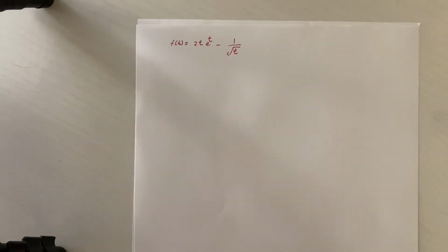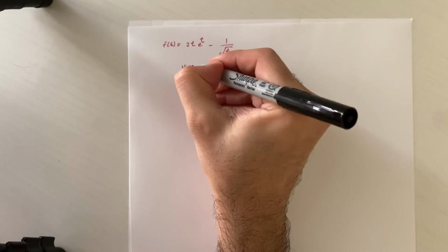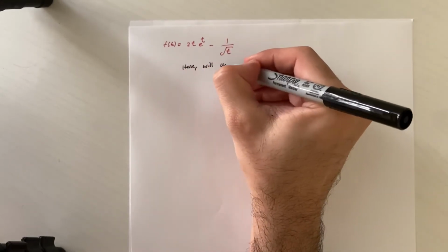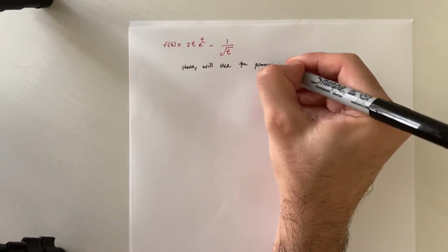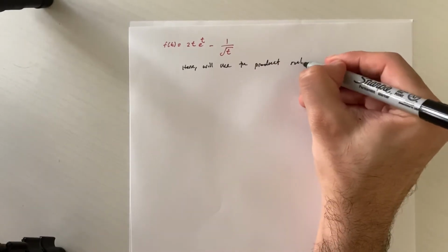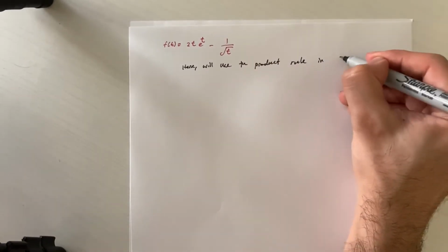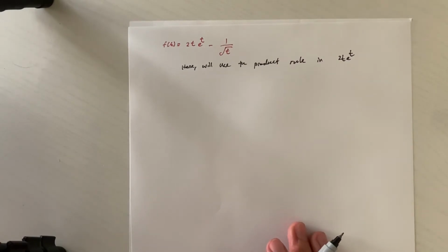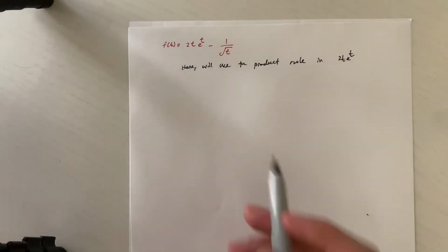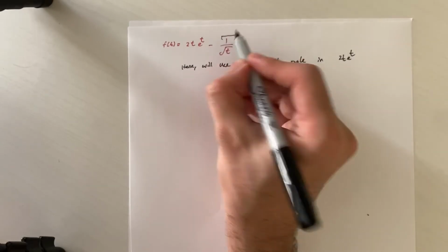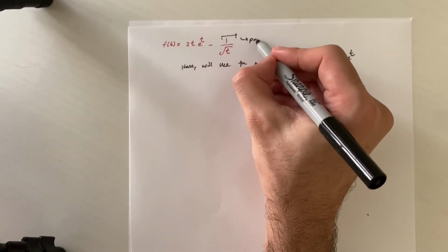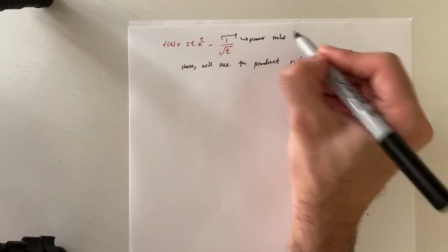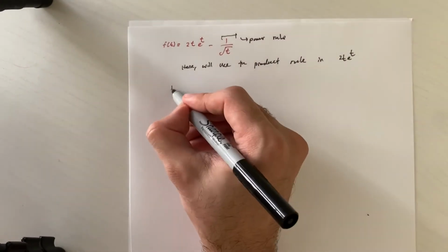So again we have a function here and we want to figure out the derivative. Here we notice that the first term has two functions multiplied by each other, which means we will use the product rule for 2t e to the t. And the second one will just use the power rule, for any function.